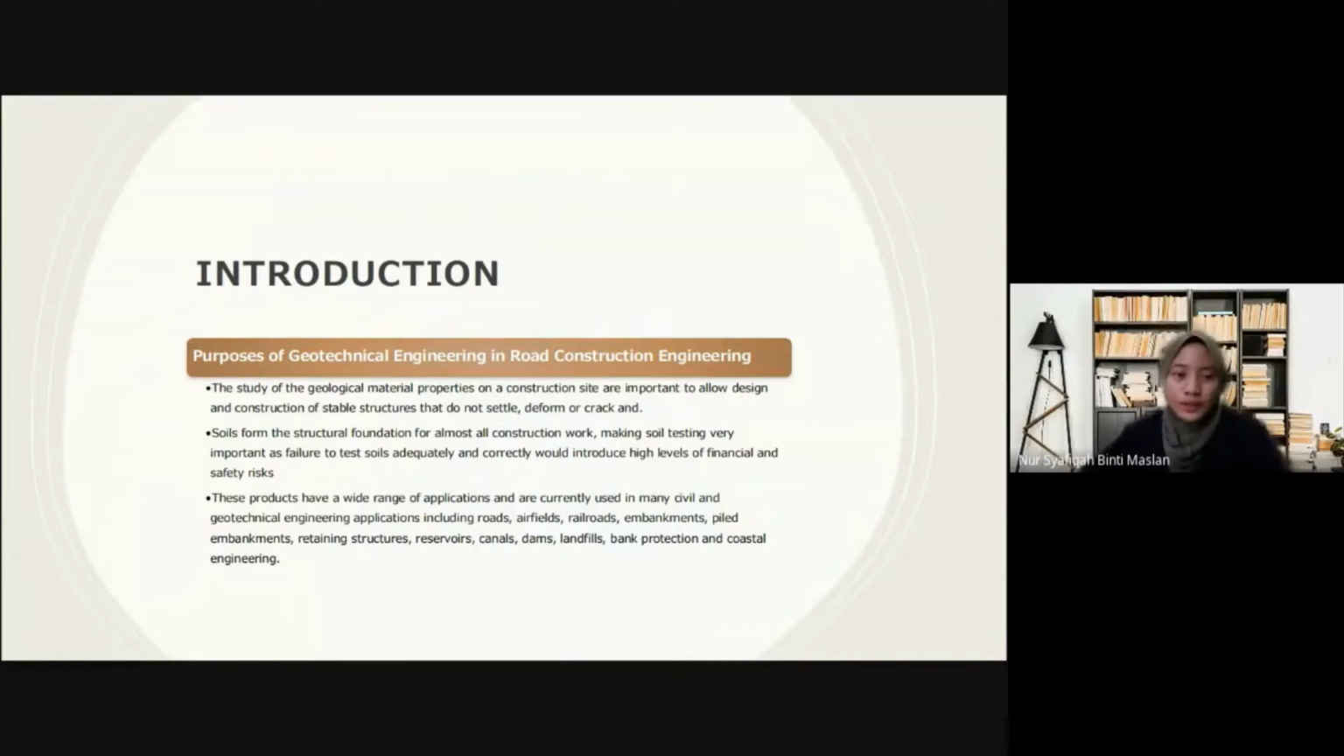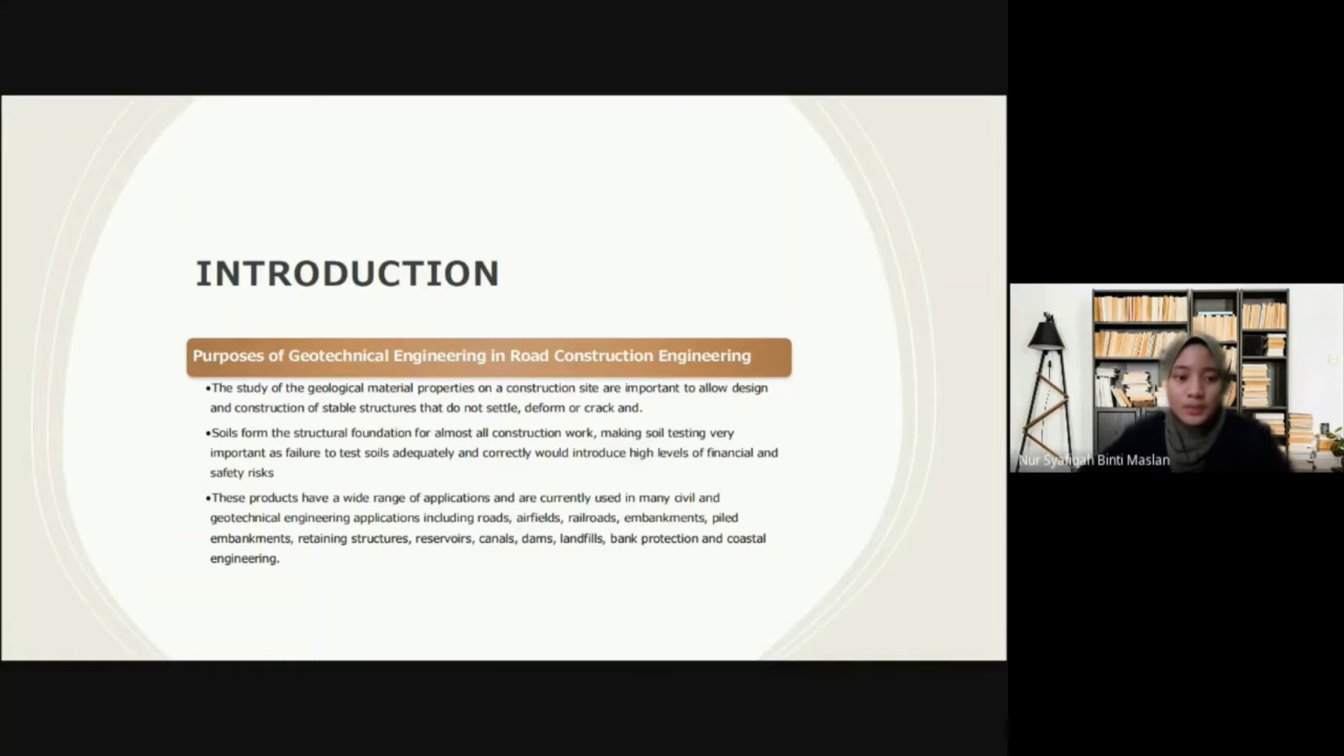We'll go on to the introduction of this open-ended lab, which is the purpose of geotechnical engineering in road construction engineering. Geotechnical engineering is the study of geological material properties on a construction site, which are important to allow design and construction of stable structures that do not settle, deform or crack. Soils form the structural foundation for almost all construction work, making soil testing very important, as failure to test soil adequately and correctly will introduce high levels of financial and safety risks.